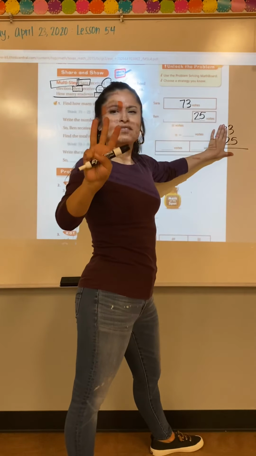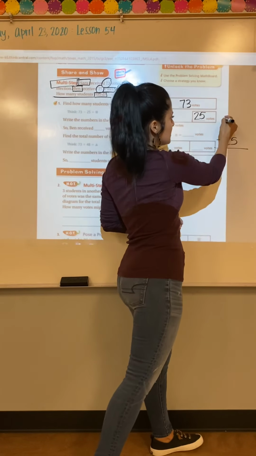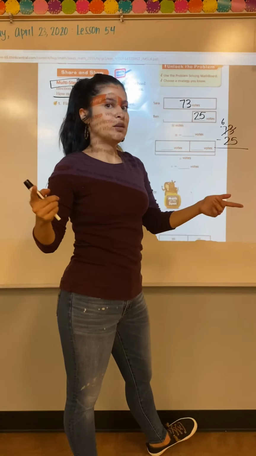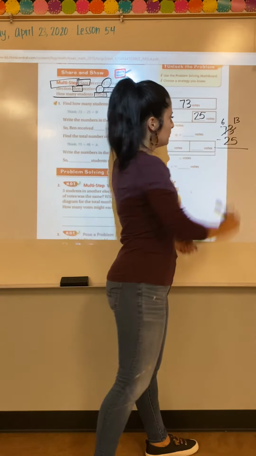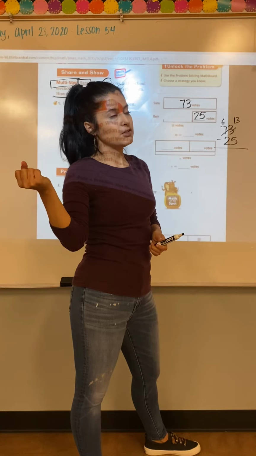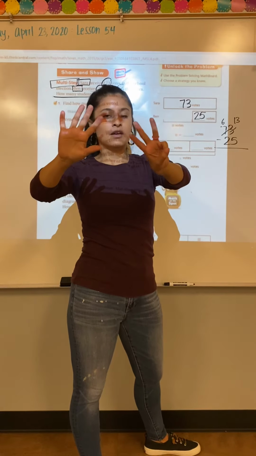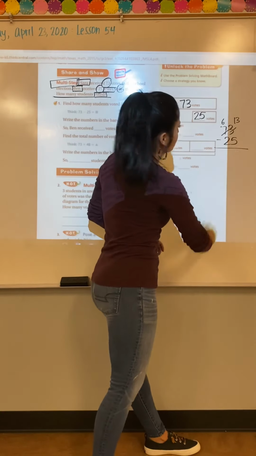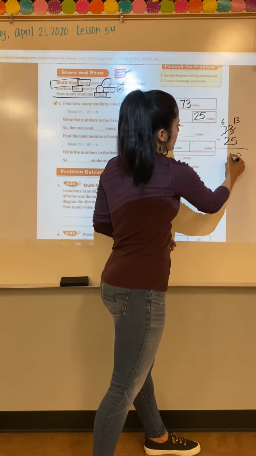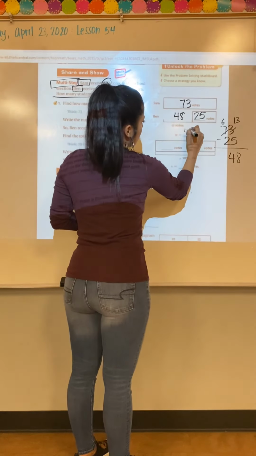3 minus 5, oh, I don't have enough. I gotta go next door and get 10 more. This 7 becomes a 6. If 3 gets 10 more, it's now a 13. All right, 13 minus 5, or grab that 5, count up to 13. 6, 7, 8, 9, 10, 11, 12, 13. We have a difference of 8. 6 minus 2 is 4. So 48 votes for Ben.